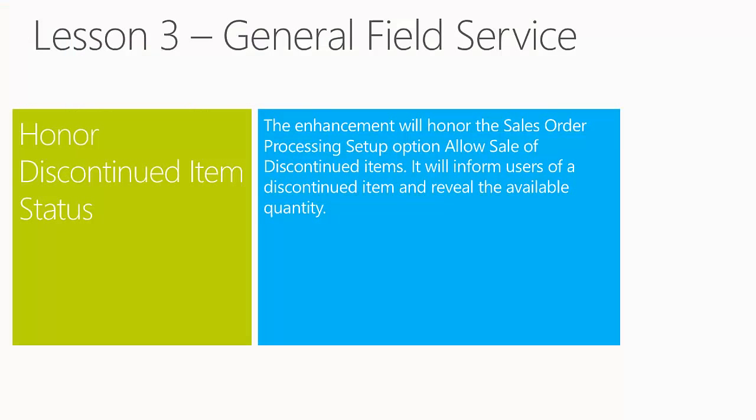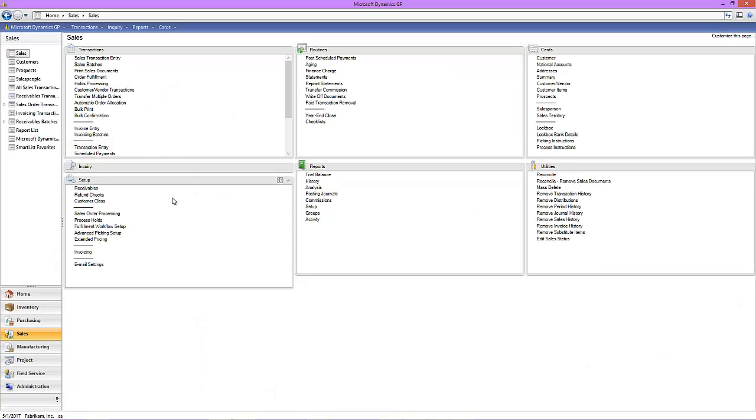Lesson 3. Honor discontinued item status. This enhancement will honor the sales order processing setup option, Allow Sale of Discontinued Items. It will inform users of a discontinued item and reveal the available quantity. I will now show you in Microsoft Dynamics GP how you can honor those discontinued items. To allow the sale of discontinued items, we need to mark an option in Sales Order Processing Setup.